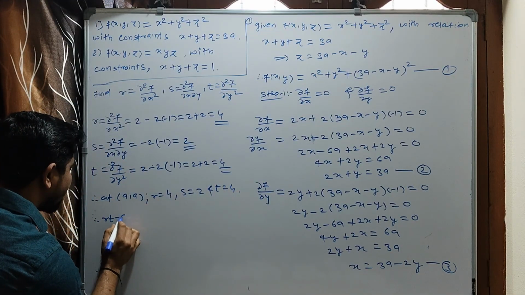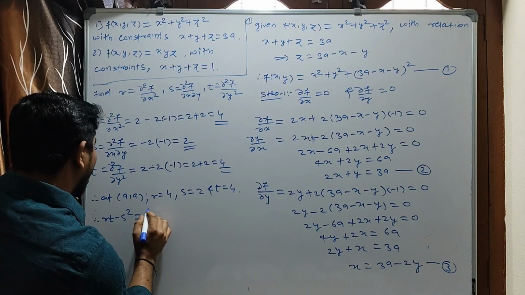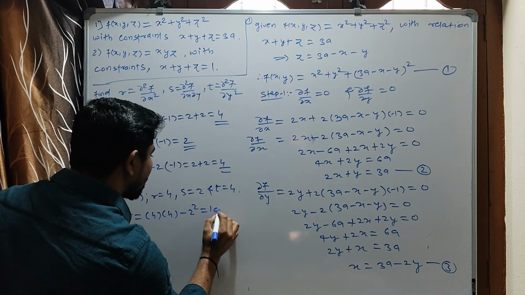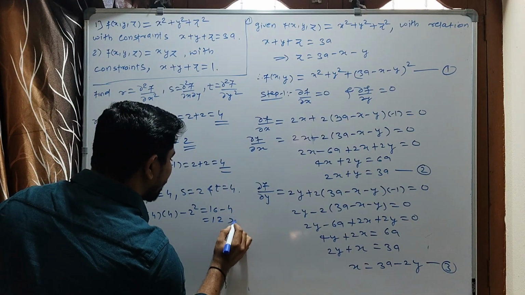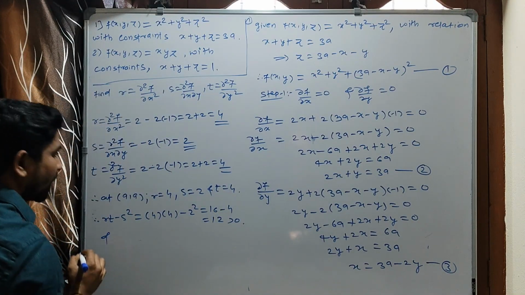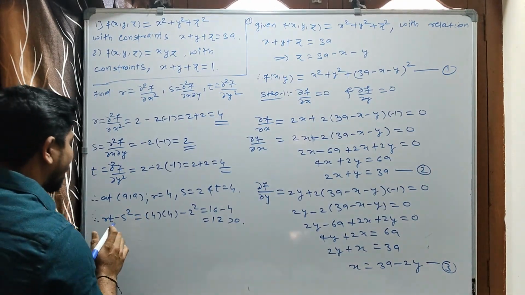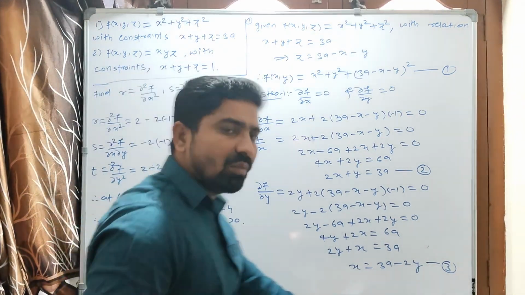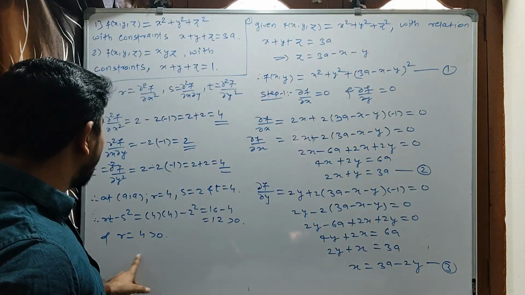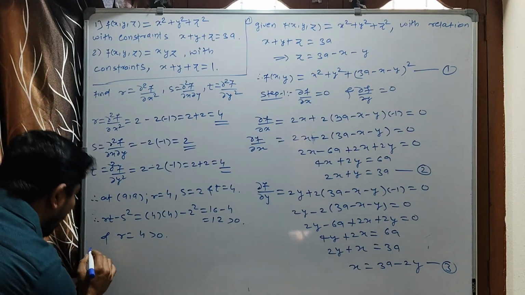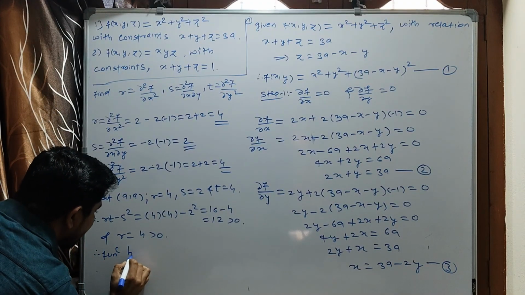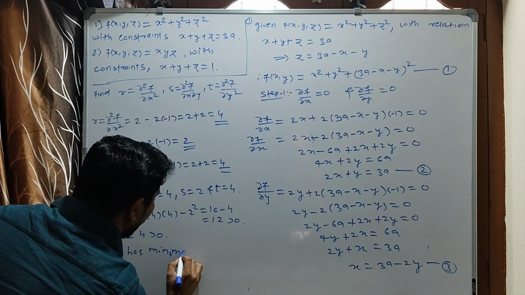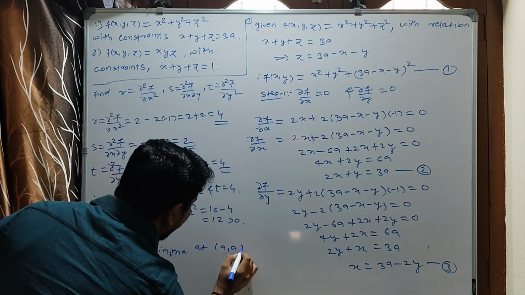Therefore rt minus s square equals 4 times 4 minus 2 square, which is equal to 16 minus 4, which is equal to 12, which is strictly greater than 0, and r equal to 4 which is strictly greater than 0. Whenever rt minus s square is greater than 0 and r is greater than 0, at that time your function has minima. Therefore the function has minima at (a, a) with minimum value.